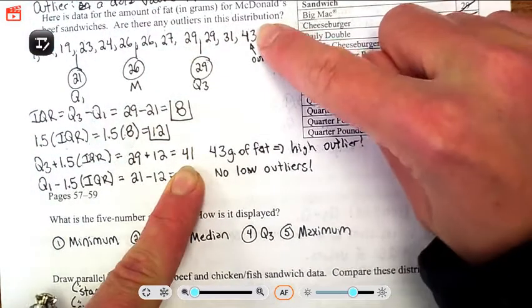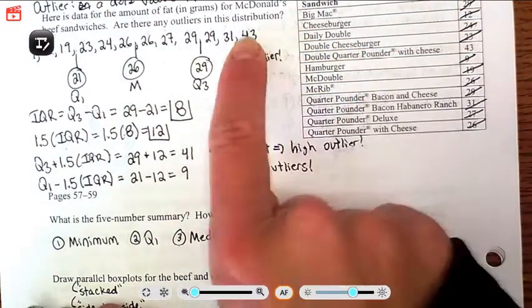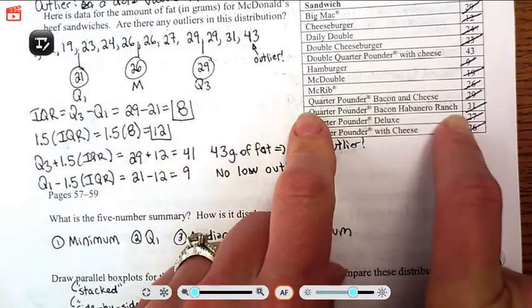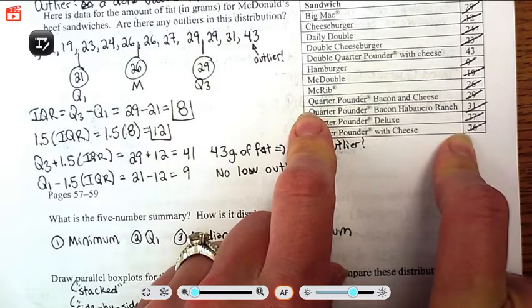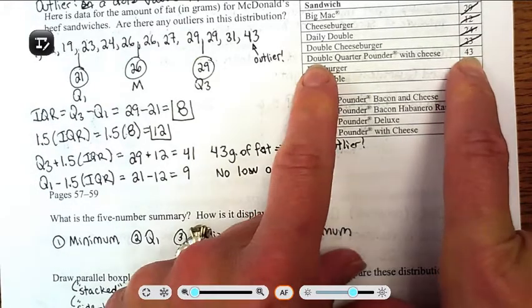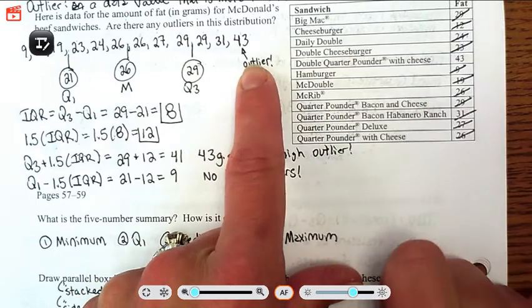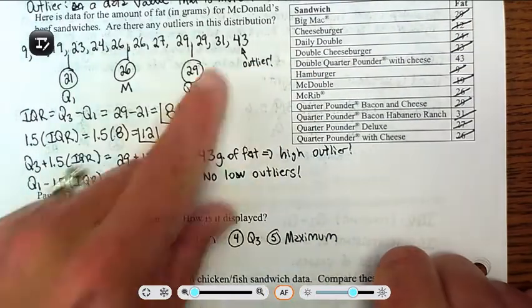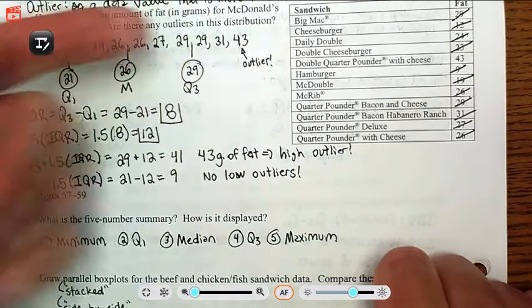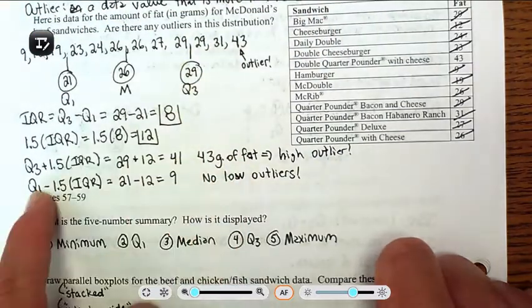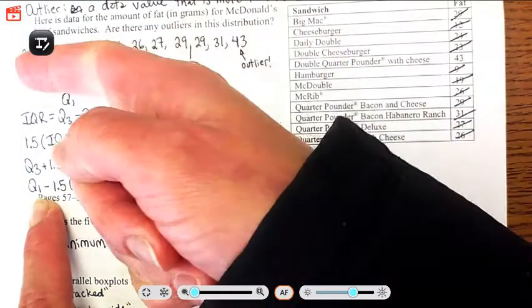That means that 43, an observation that we had of a type of beef sandwich, oops, that's 24, 43, I don't even see it right now. There it is, double quarter pounder with cheese. That one is an outlier for grams of fat. A high outlier, we could call it, because it's up this way on the number line. Then I still need to check to see if I have any low outliers.